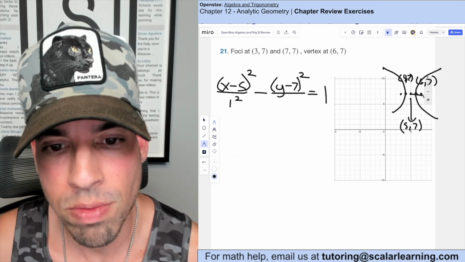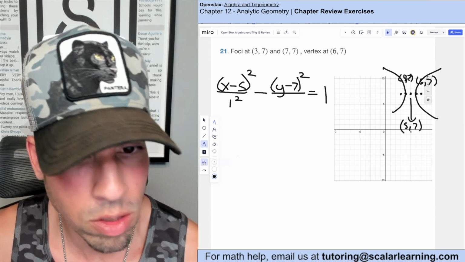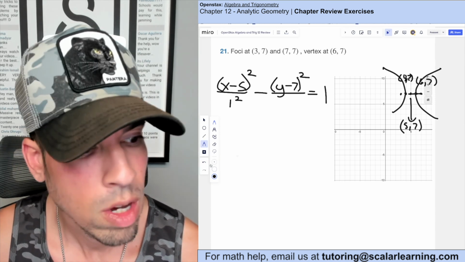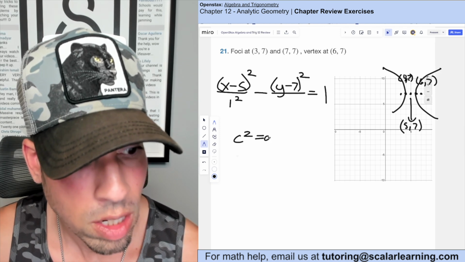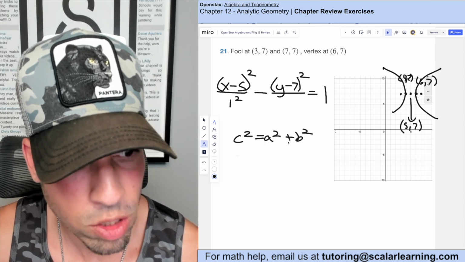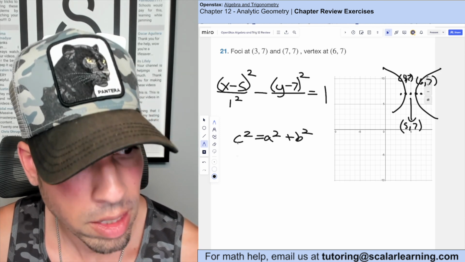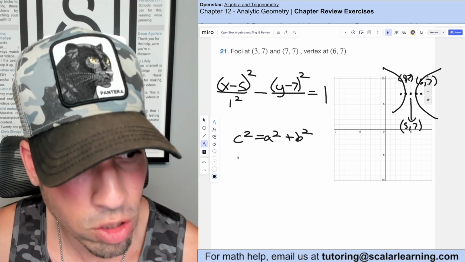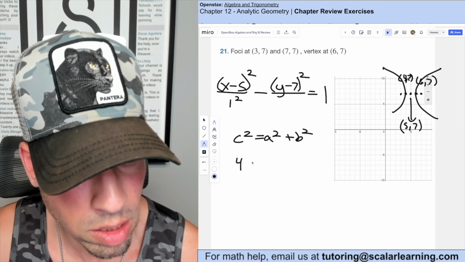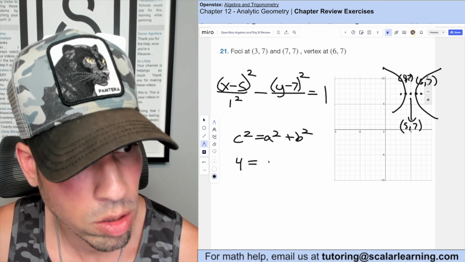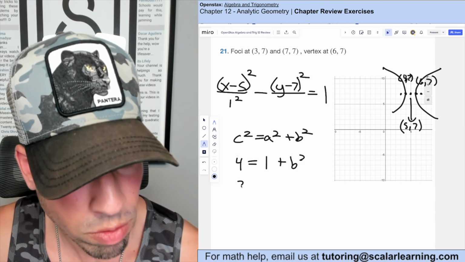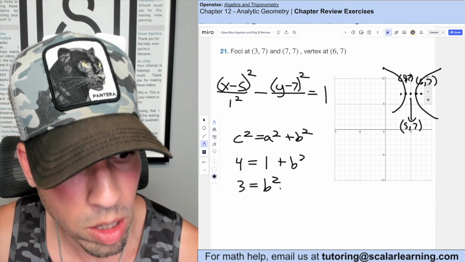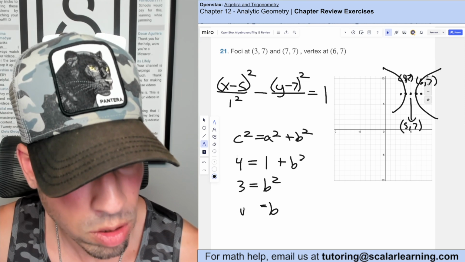We're going to use this distance to the focus, which is 2, and that's our c value. And remember our equation is c squared equals a squared plus b squared for a hyperbola. c is 2, so 2 squared is 4. That c squared is equal to a squared, which is 1 squared, which is 1, plus b squared. Now we're going to subtract 1 from both sides. 3 equals b squared. And of course, b then equals the square root of 3.